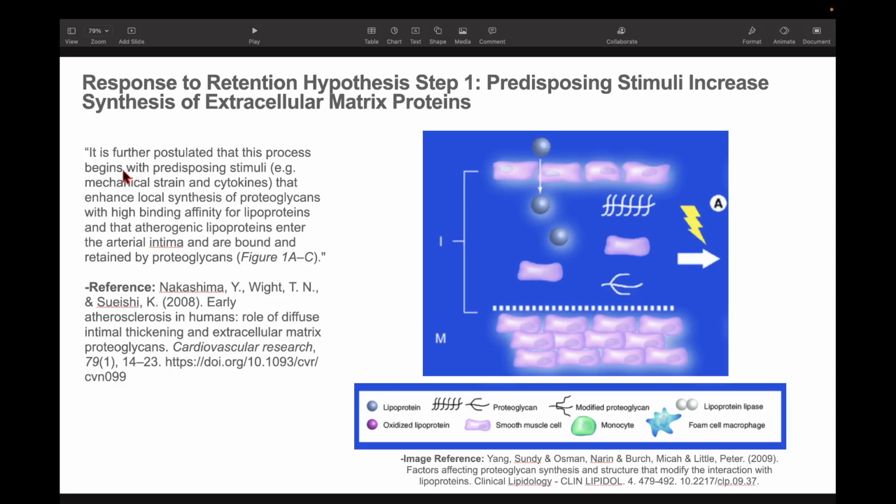So we have a quote here: "It is further postulated that this process begins with predisposing stimuli, e.g. mechanical strain and cytokines," we discussed that enhance local synthesis of proteoglycans with high binding affinity for lipoproteins, and that atherogenic lipoproteins enter the arterial intima and are bound and retained by proteoglycans. So here we have the inflammatory stimulus, this little lightning bolt. You have lipoprotein moving into the vascular wall, and then these are the proteoglycans that we'll see in a second that will bind. We'll see that on the next slide.